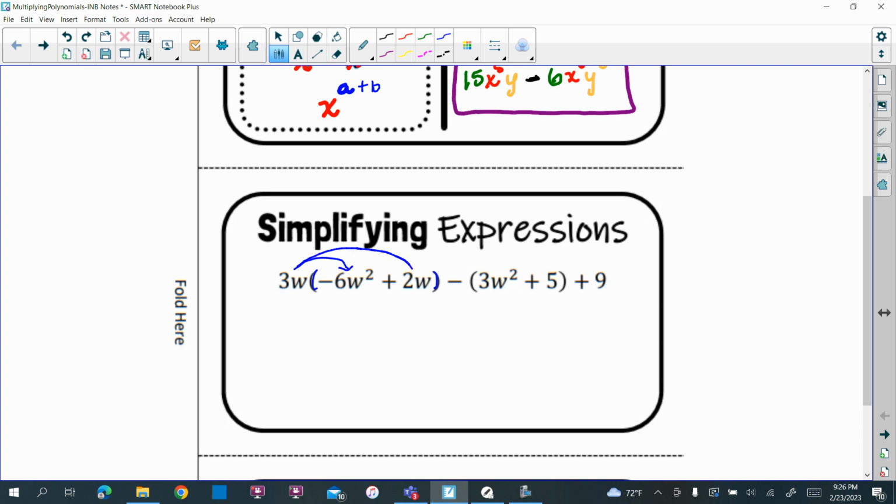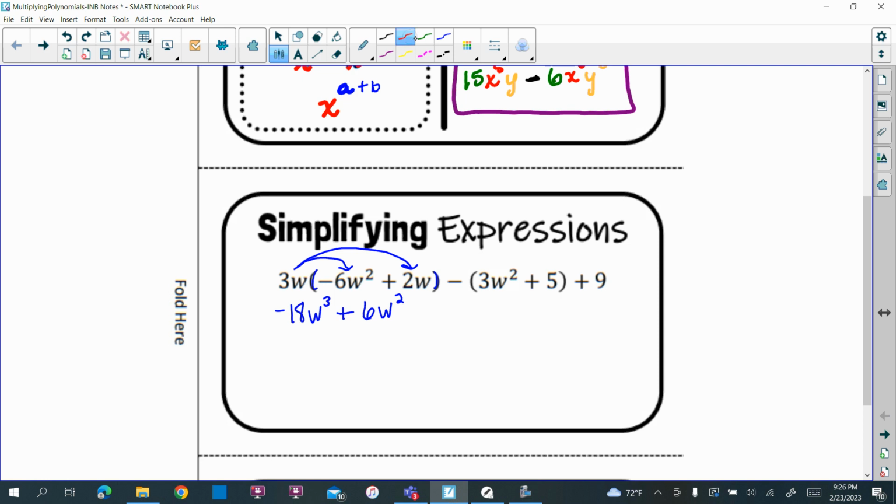I'm going to do it to each term inside the parentheses. So here, 3w times a negative 6w squared turns that into a negative 18w to the third power. Then I go to the next term, got a plus sign right there. 3w times 2w is going to give me 6, and that's w squared. So that's the first distributing.